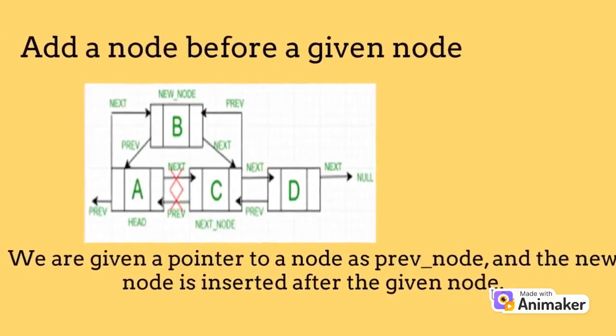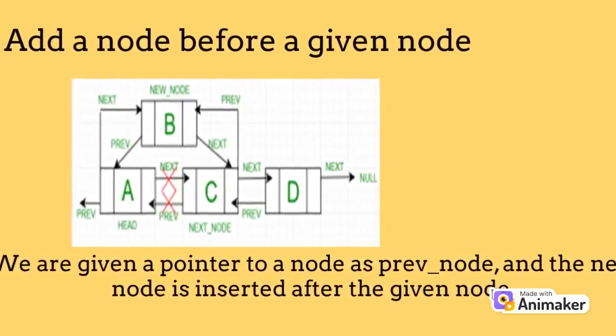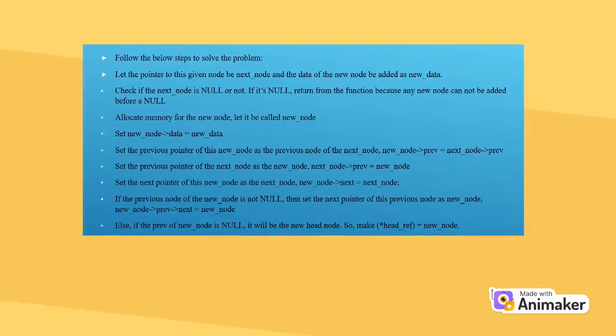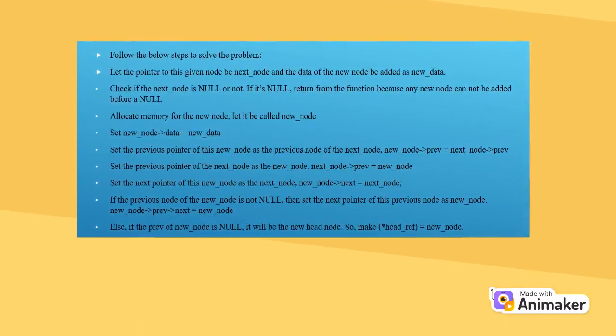The diagram shows adding a node before a given node. In this, we are given a pointer to a node, and the new node is inserted before the given node. These are the steps for adding a node before a given node. Let the pointer to this given node be next_node and the data of the new node be new_data. Check if the next_node is null or not. If it's null, return from the function because any new node cannot be added before a null.